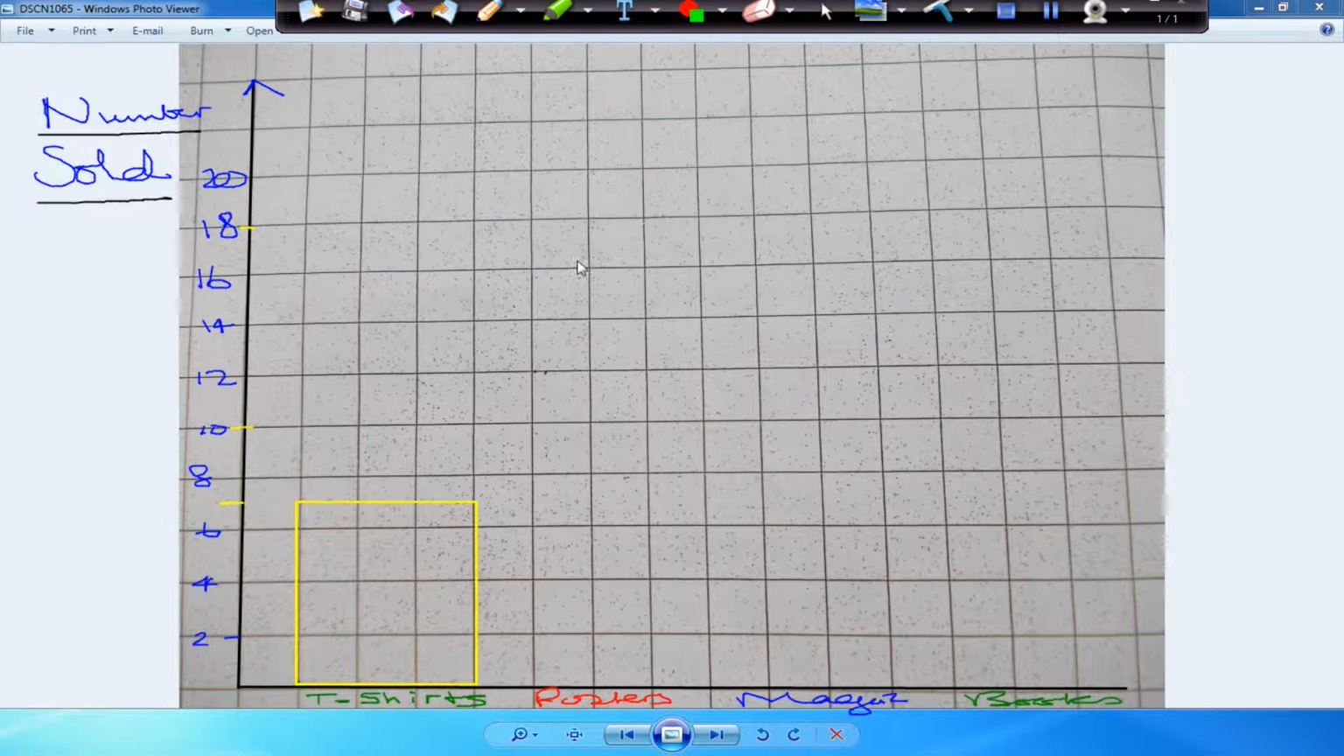Okay, the next one's going to be posters. Now, we don't need to join them together. Okay, posters. Let's see if we can get 3 in each one. I think maybe we should actually change that to 2. Just give me one moment, folks. Otherwise we're not going to fit it in. Okay, we'll do this 2.